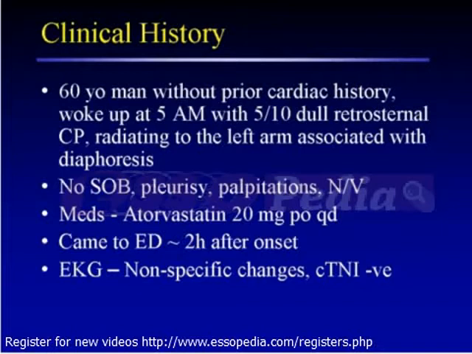In this case, a 60-year-old man without a prior cardiac history woke up at 5 in the morning with moderate, 5 out of 10, dull retrosternal chest pressure, which he described as radiating to the left arm and was associated with diaphoresis. There was no associated shortness of breath, pleurisy, palpitations, nausea, or vomiting. The patient had never had any of these symptoms before, and he initially thought that they were heartburn, so he did not present immediately to the emergency department.